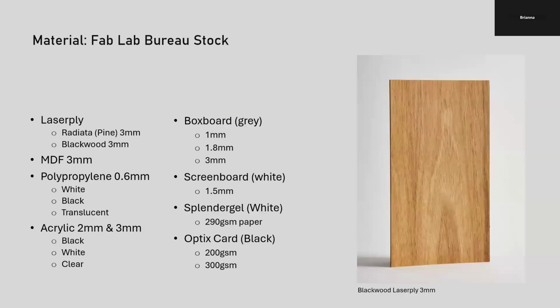Some of the typical materials that we've always had are MDF, polypropylene, acrylic, so Perspex, as it's also known. Boxboard is a popular one for contour site models. It's cost effective and quite robust. Screenboard, similarly, we see quite a lot of site models, contour site models in the screenboard. So that's a white cardstock, Splendor gel, and optics card, which are much thinner materials.